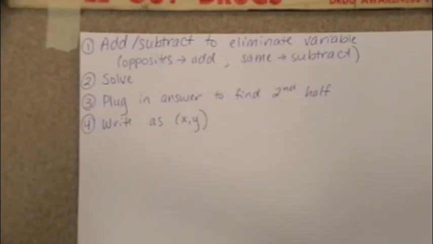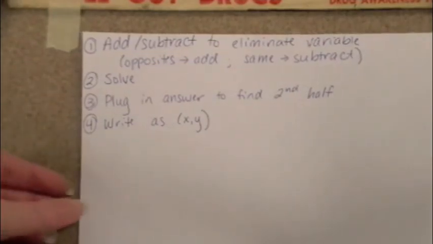Then we'll solve what we get after we add or subtract. We'll plug in the answer we get to find our second half of our answer. And then we'll write our ordered pair as an x comma y.